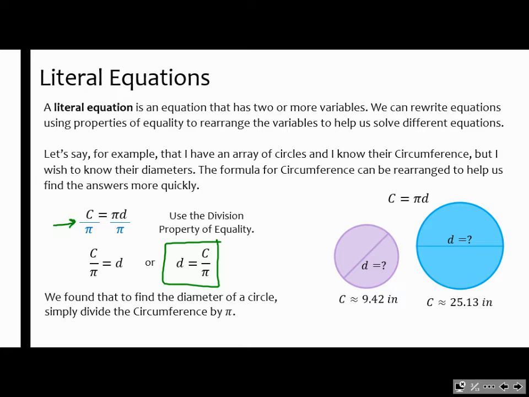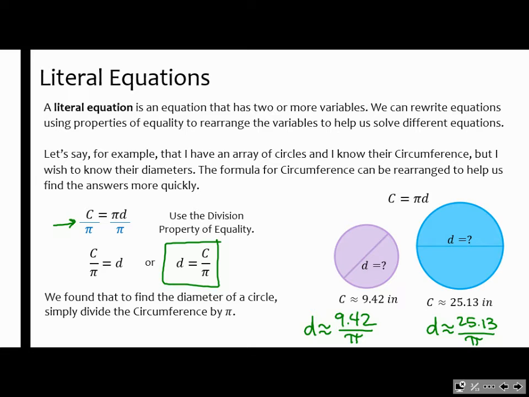So these two circles over here, the purple and blue circles, have circumferences of approximately 9.42 inches and 25.13 inches respectively. If I actually wanted to find the diameter, I could now make a substitution and approximate the diameter. D is approximately equal to 25.13 over pi. And then from there, I could simply plug it in my calculator and find my solution.